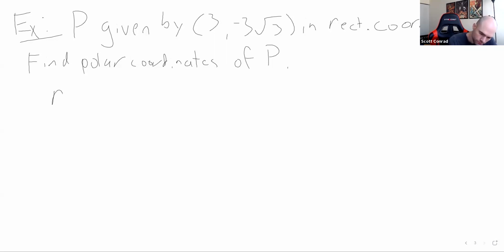We know r squared is x squared plus y squared. And x squared is going to be 3 squared, which is 9. And y squared is negative 3 squared times root 3 squared. So 9 times 3, which is 27. So r squared is 36. And we usually just take r to be positive.